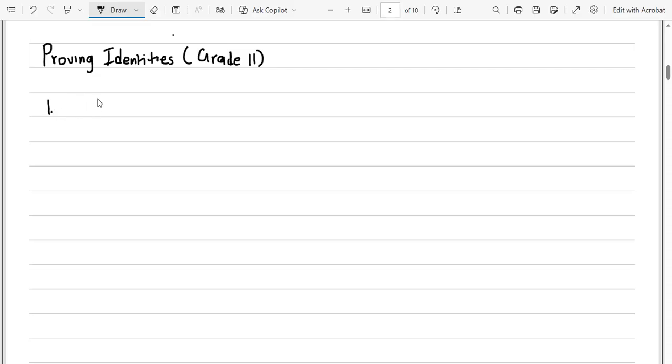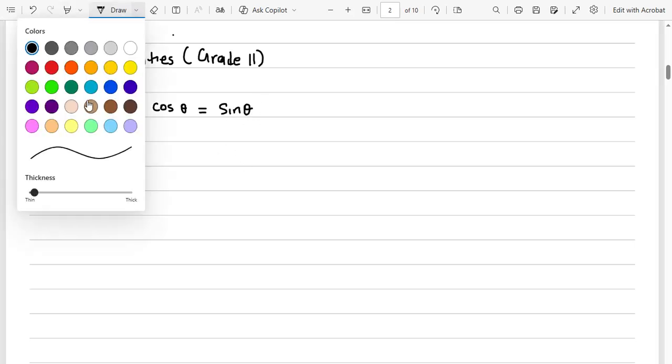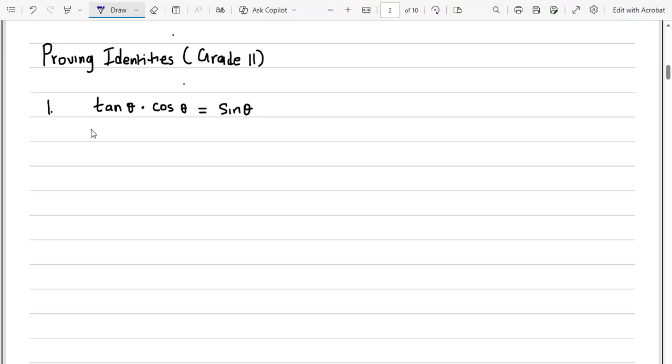So let's say that you are given the tan of theta multiplied by the cos of theta. This one is going to be a very easy one, maybe for 3 marks, and they want you to prove that this is equal to the sine of theta. So when you work with proving identities, I need you to check the most complicated side. So this is your left-hand side, and this is your right-hand side. The one that is most complicated is the side that you need to work with.